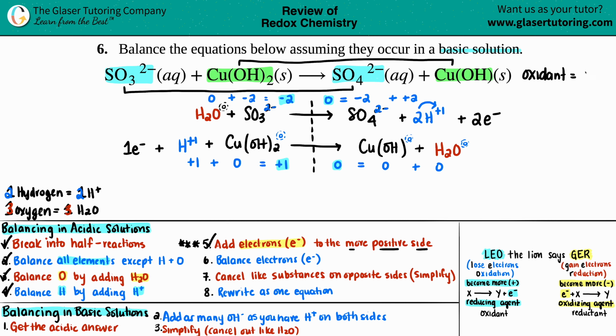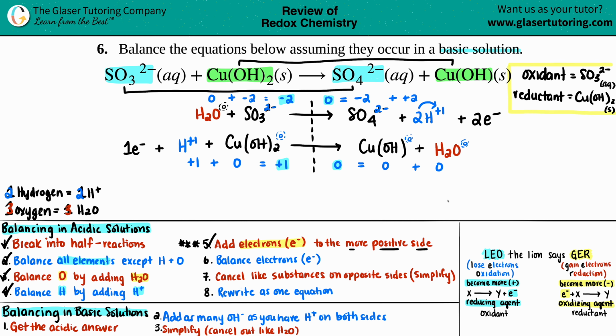And who got you there was the sulfite. So the oxidant is SO3 2 minus. And if you want to say aqueous, that's fine as well. And then the reductant, if you know one of them, you got to know the other. So the reductant is going to be the Cu(OH)2, and that's the solid. So we just answered those questions. That's beautiful. So that's like a little side note.